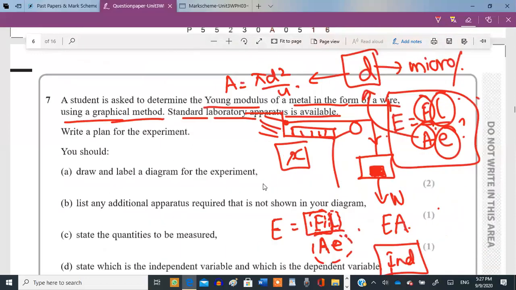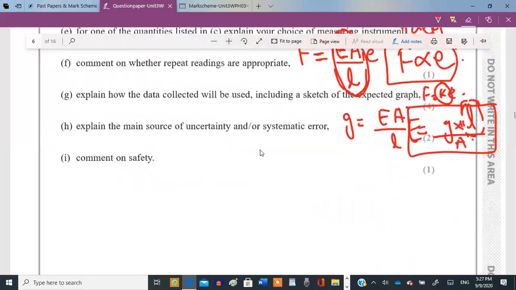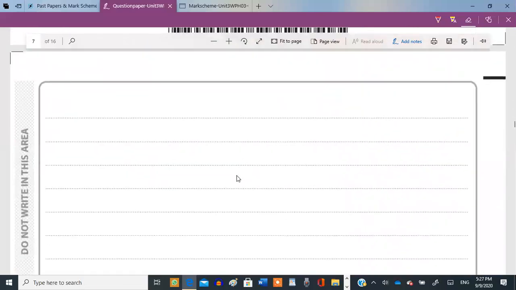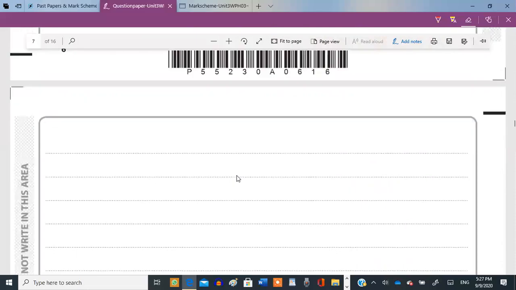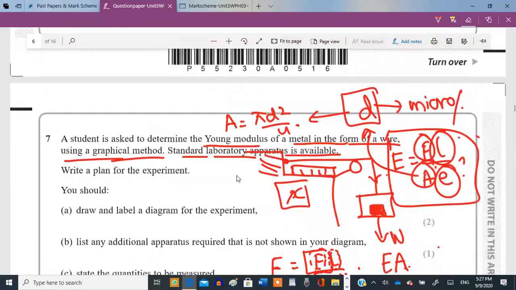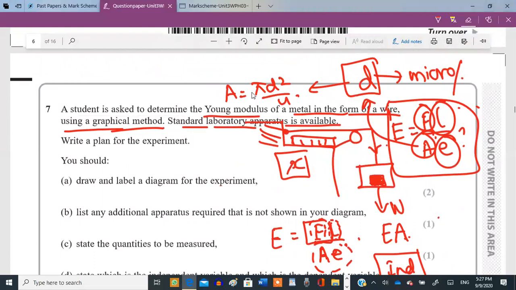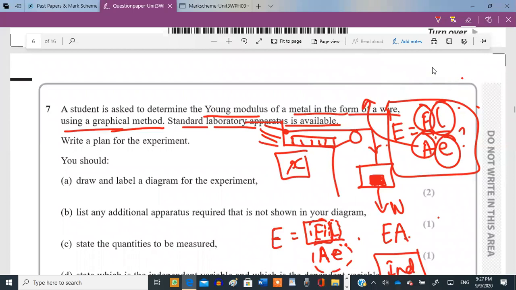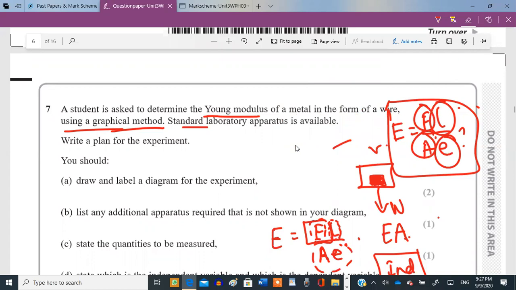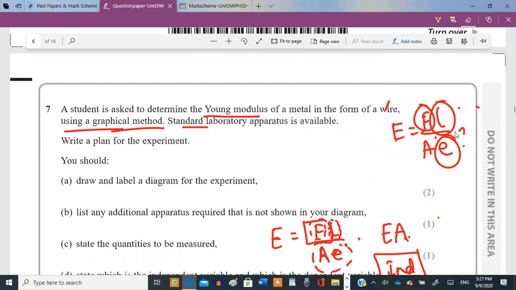Now, let's see the step-by-step procedure which they want us to follow over here. It's a long question, but it's easy. It's similar to paper 5 of A2 and paper 3 of AS, the Cambridge one. So let's see. This was the basic knowledge that you needed to have for solving this question.